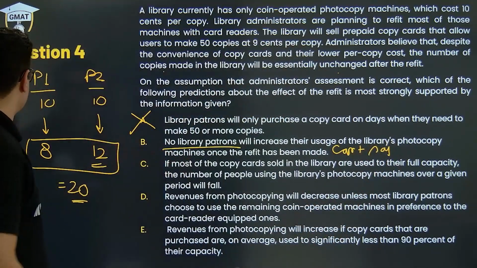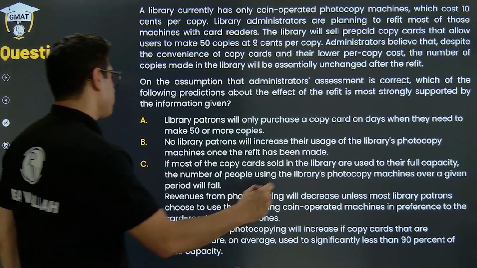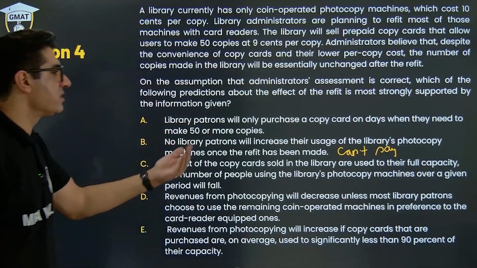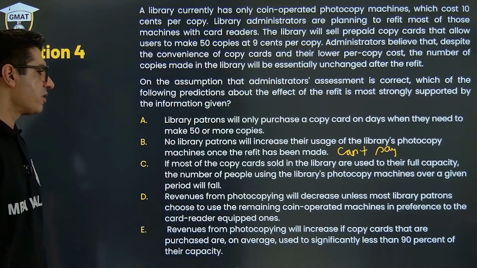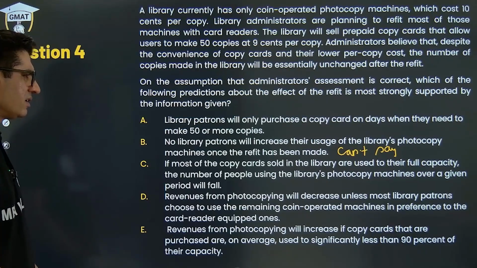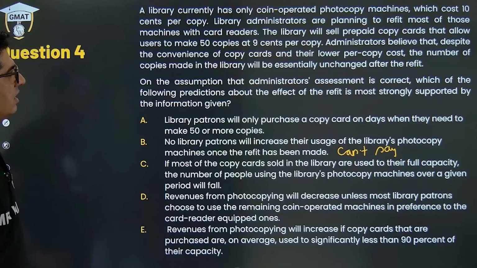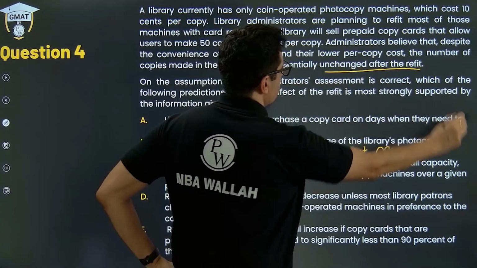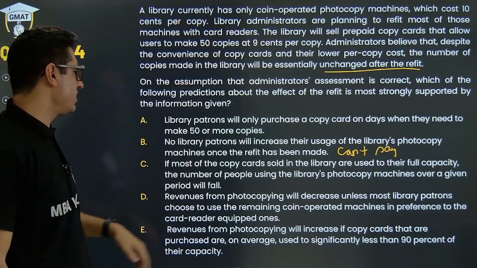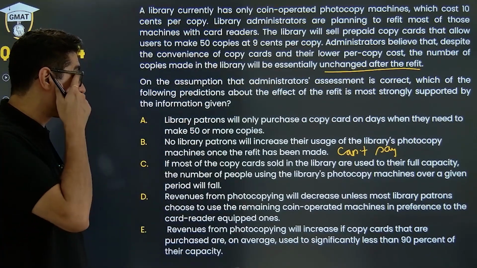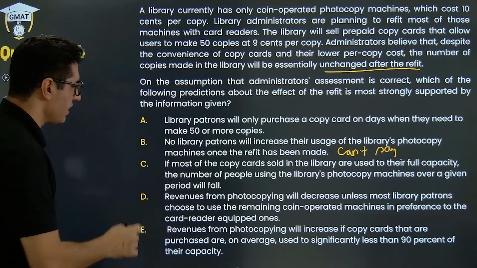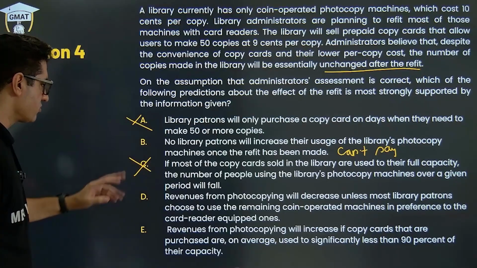See, if most of the copy cards sold in the library are used to their full capacity, the number of people using the library's photocopy machines over a given period will fall. Why would that happen? We are saying that the number of copies will remain essentially unchanged. So what does that mean? Most of the people who were earlier making copies have probably taken cards, and if they use their cards to full capacity, the number will not fall, it will remain constant. According to this it should remain the same, so remove the fall option. So we already managed to rule out the previous option.